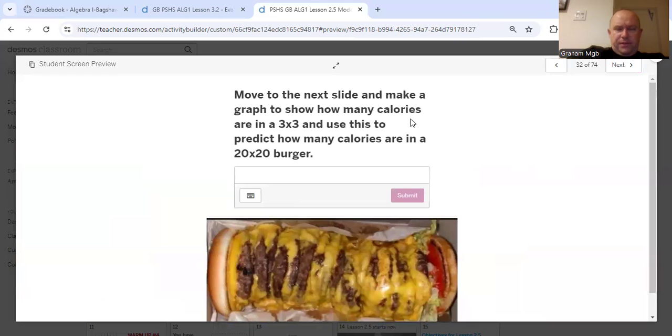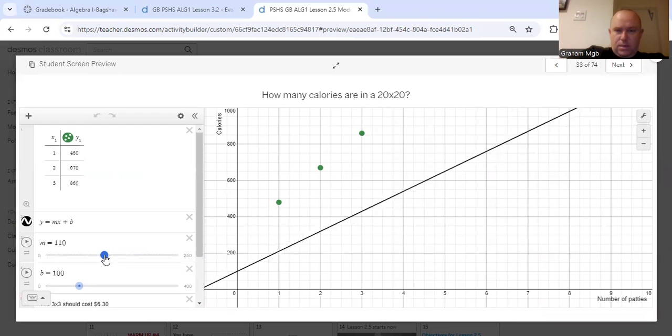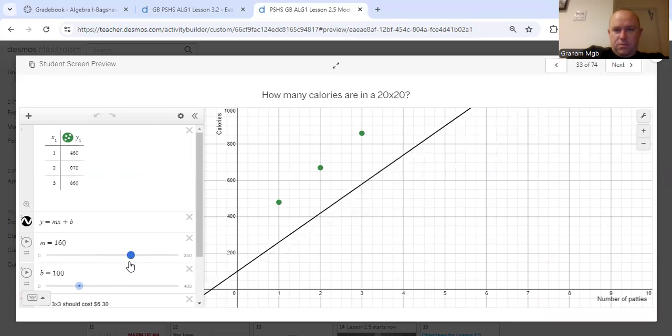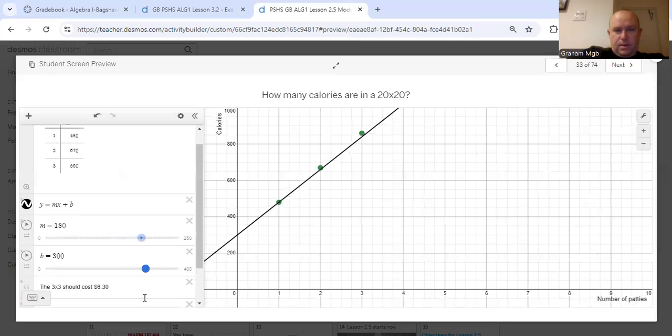Move to the next slide, make a graph to show how many calories are in 3x3 and use this to predict for a 20x20. All right, so we've got those numbers filled in. We're trying to work on the slope. Once again, I'm just trying to get the slope as close as I can first. That looks pretty good. That looks almost right. So let me move it up. And I got the same problem before. It's not quite steep enough.